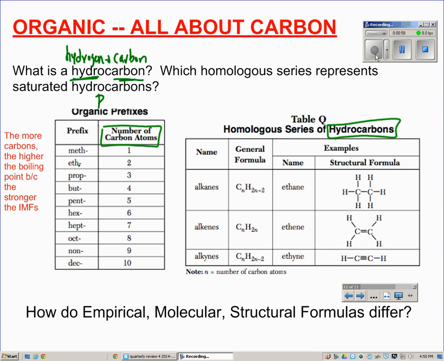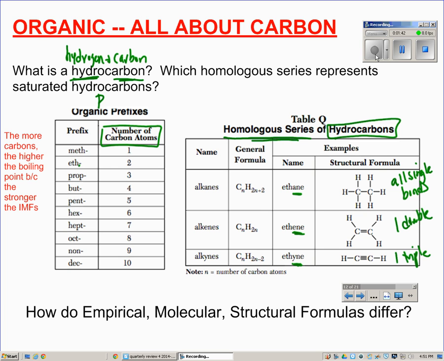Okay? And so when you might be asked about a homologous series, go to table Q because it tells you the 3 homologous series you need to be familiar with: alkanes, alkenes, alkynes. Notice that the endings are relevant: an alkane has an ANE ending, an alkene an ENE ending, and an alkyne a YNE ending. What's the difference between them? Alkanes are all single bonds. Alkenes have 1 double bond.